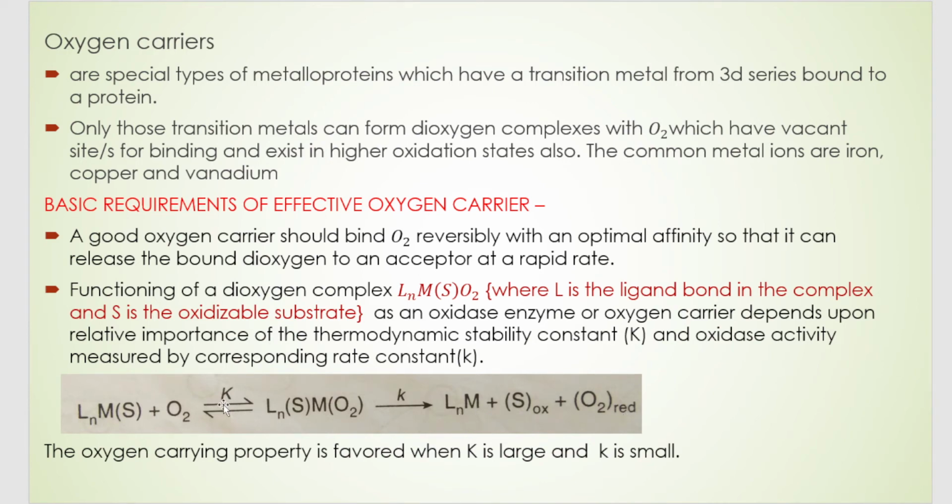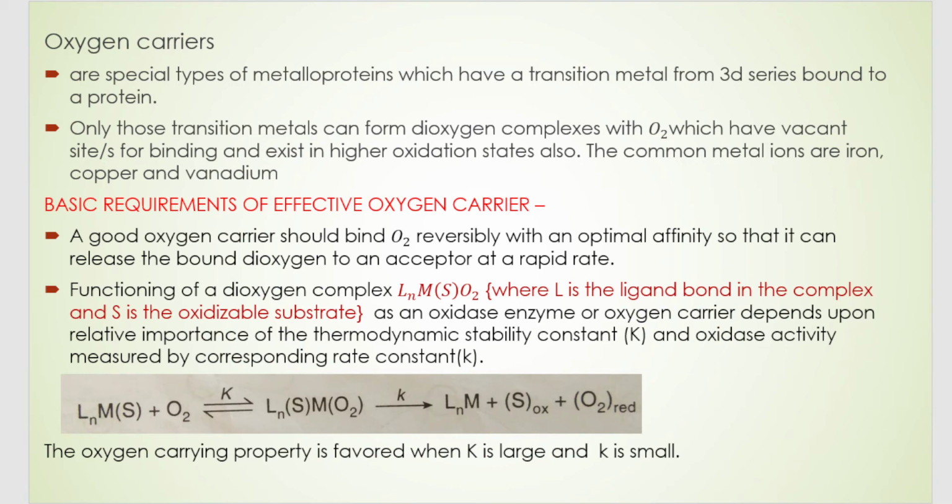So you can see two rate constants are there, that is big K and small k. In order for this to be a very good effective oxygen carrier, the K value, that is this K should be large and this K should be small. Okay, that is rate constant value. The first rate constant should be large and the second rate constant should be small. Only then this can be considered as an effective oxygen carrier.